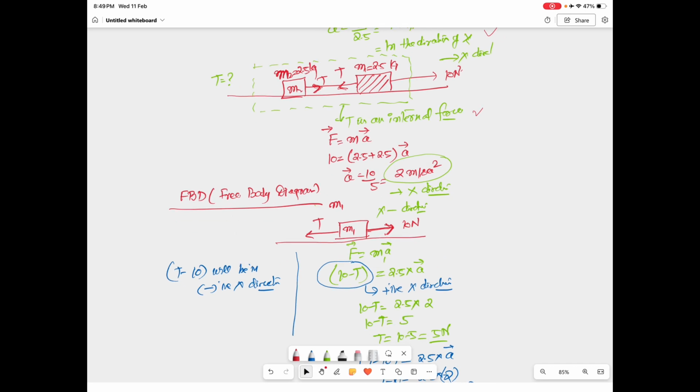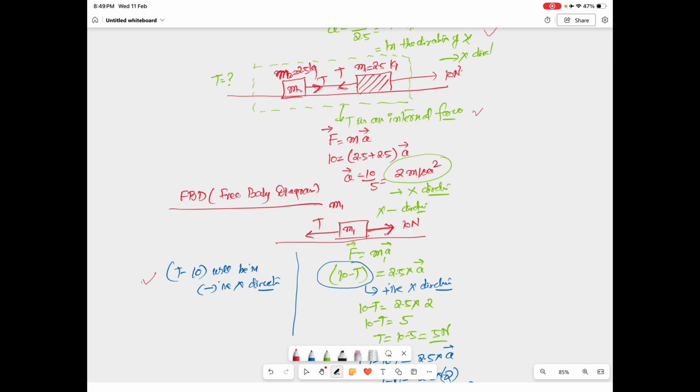I will apply again F is equal to m1 into a. That is Newton's second law. So 10 minus T. Why have I considered 10 minus T? I have considered 10 to be greater than T, and the net force in the positive x direction. Therefore, it is 10 minus T.